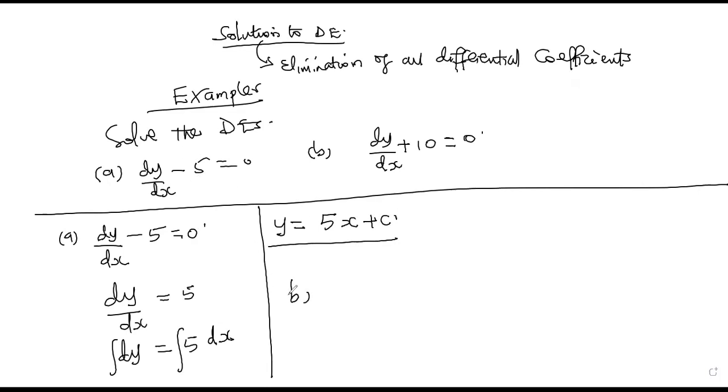The same applies to part B. If you have dy/dx + 10 = 0, here we shall have dy/dx equal to negative 10.